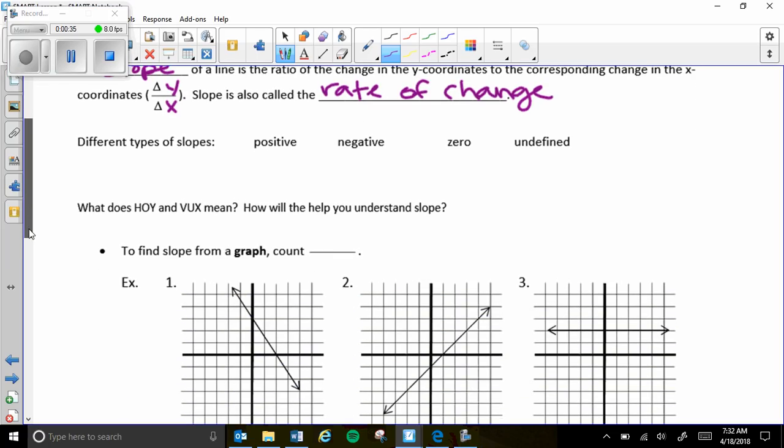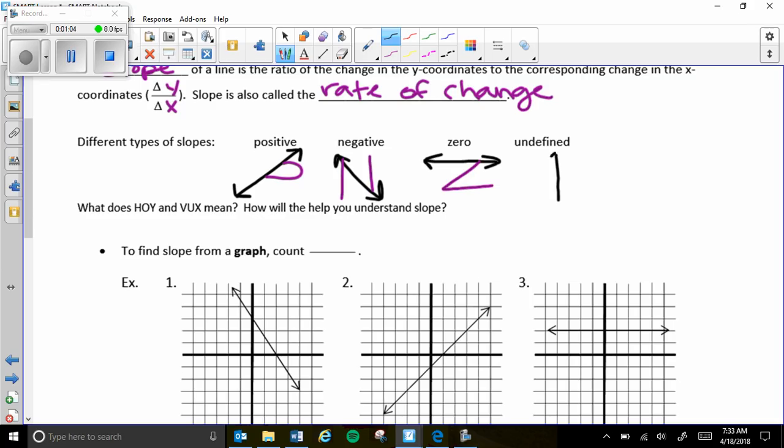All right, so there are 4 different types of slopes, and the nice thing is there's an easy way to remember them. So positive slope, our slope goes up, and the way to remember it is we can draw a P off of it, P for positive. Negative goes down. Again, we can draw an N for negative. Zero slope is a horizontal line, and it looks like a Z. And then undefined is a vertical line, and you can draw a U off of it. So there's 4 different types of slopes.